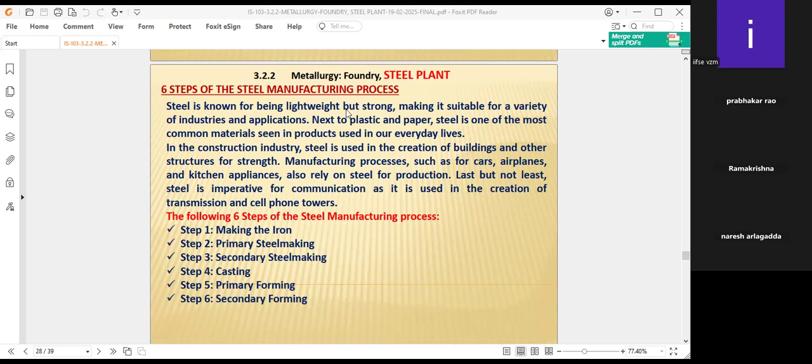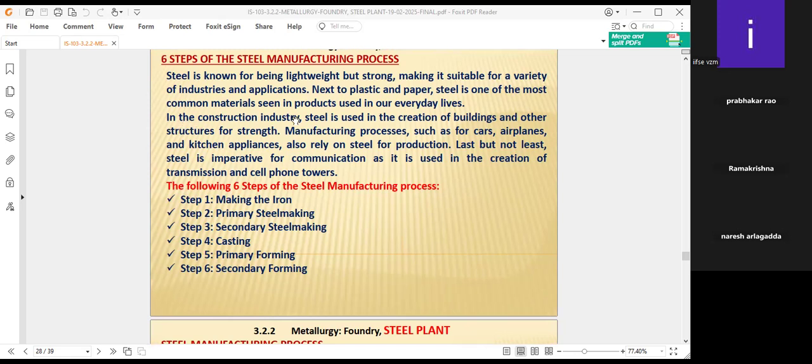Steel is known for being lightweight but strong, making it suitable for a variety of industries and applications. Next to plastic and paper, steel is one of the most common materials seen in products used in our everyday lives. Very important point. As you all know, steel is iron and carbon only, and it is an important item to people in their everyday lives.